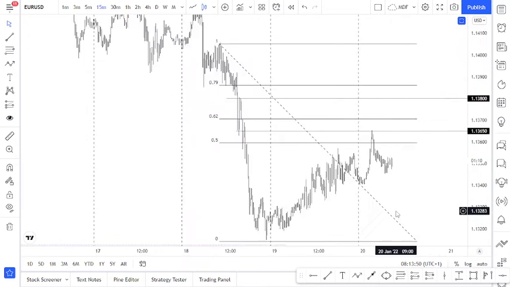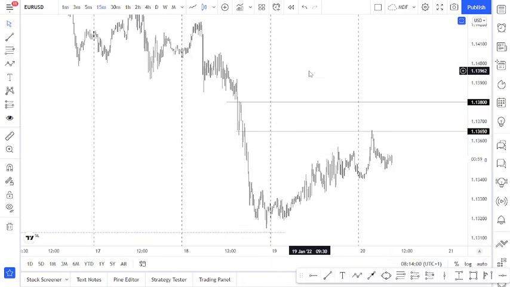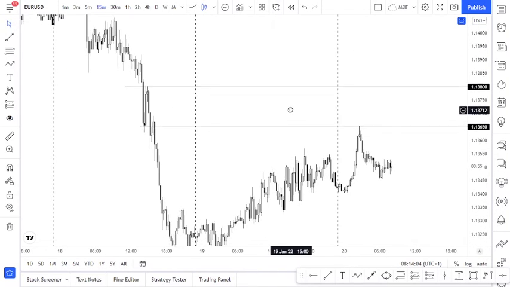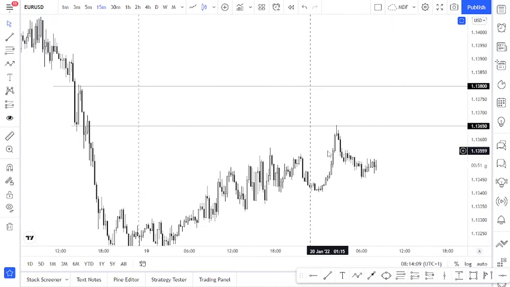So if you're looking at that now, you see that 1.13650 is a good region in between our 50% level and our 62% level. So that is basically a key area. And if you look, we also have a point of interest there, which I've also seen.